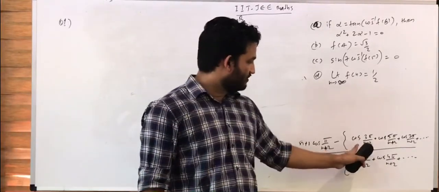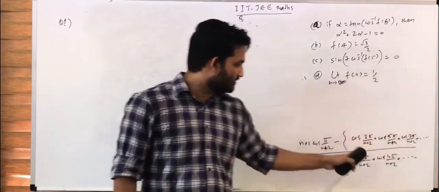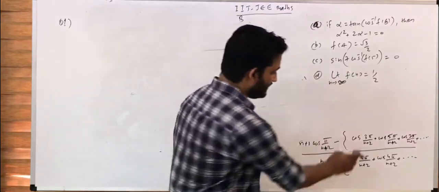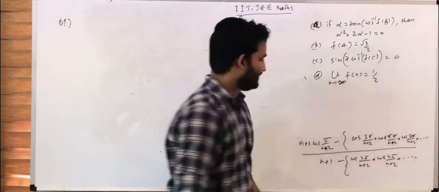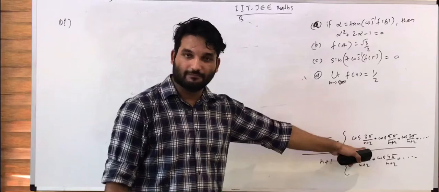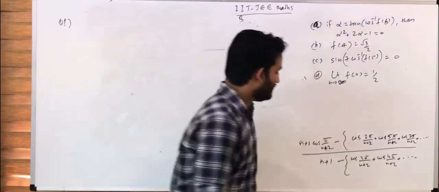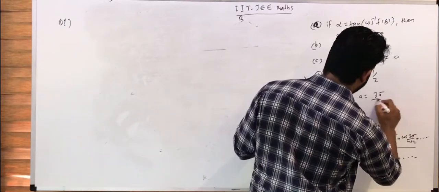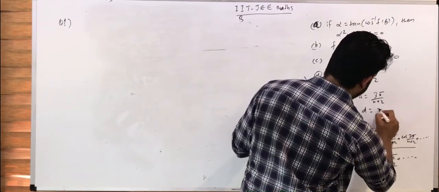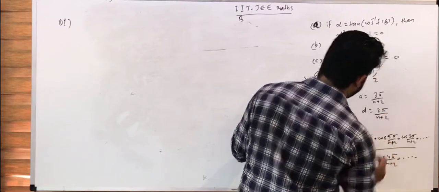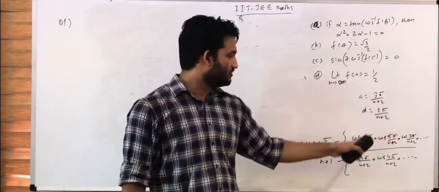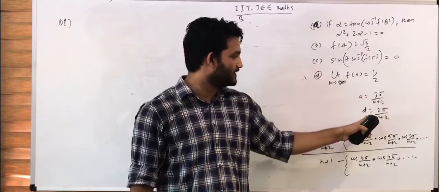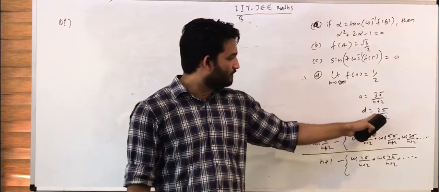Here when we look at this cos series, all the angles are in AP. See, 3 pi, 5 pi, 7 pi, denominator same. So this is in the form of AP, in which A is equal to 3 pi by n plus 2 and D is equal to 2 pi by n plus 2. This cos series has angles in AP, with A equal to 3 pi by n plus 2 and D equal to 2 pi by n plus 2.